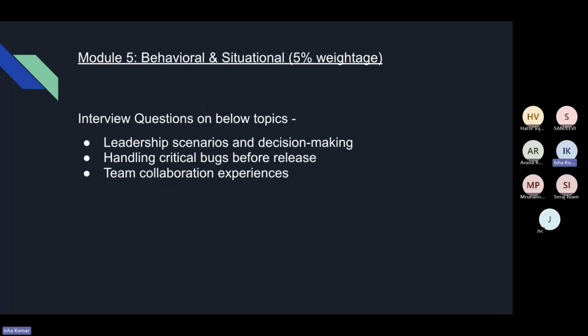Okay, the next module, and yeah, the last module. Module number five is about behavioral and situation-based questions. One of the questions I recently got was about a junior guy who was in an interview, and the manager asked him: let's understand you got a new laptop today, it's your day one in the office, tell me the steps you are going to do.